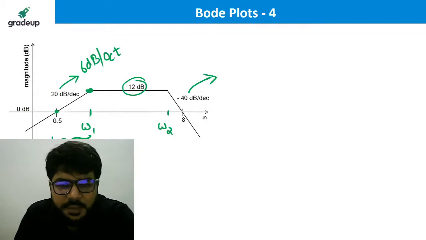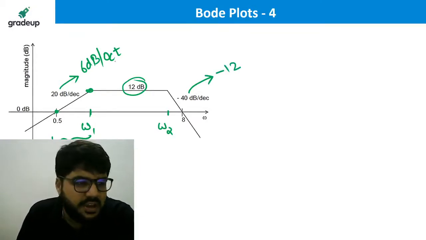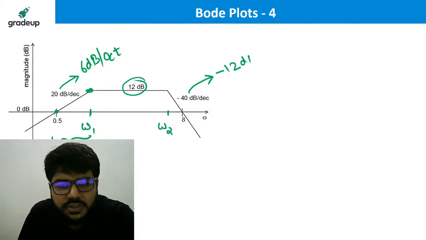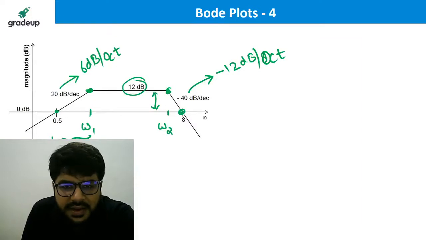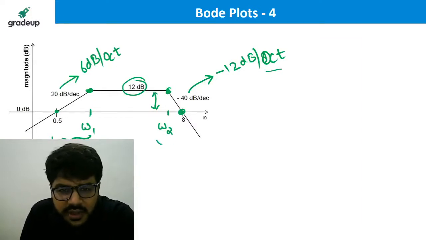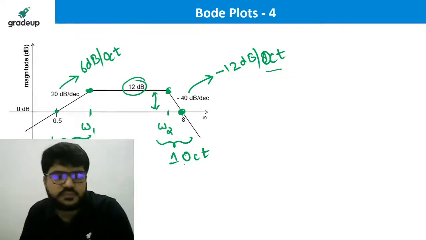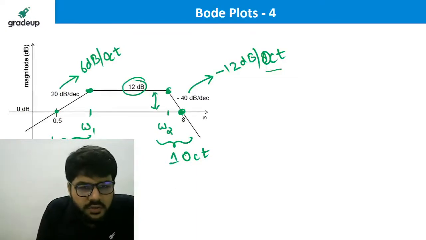Now look at this next. Minus 40 decibel per decade: if 20 is equal to 6, then 40 will be equal to minus 12. Minus 12 decibel per octave, and here the magnitude drops by 12 only. It went from 12 to 0. This was 12 and now it is 0. So the magnitude drops by 12 for 1 octave. So this gap should be 1 octave, omega 2 to 8. So what is omega 1?